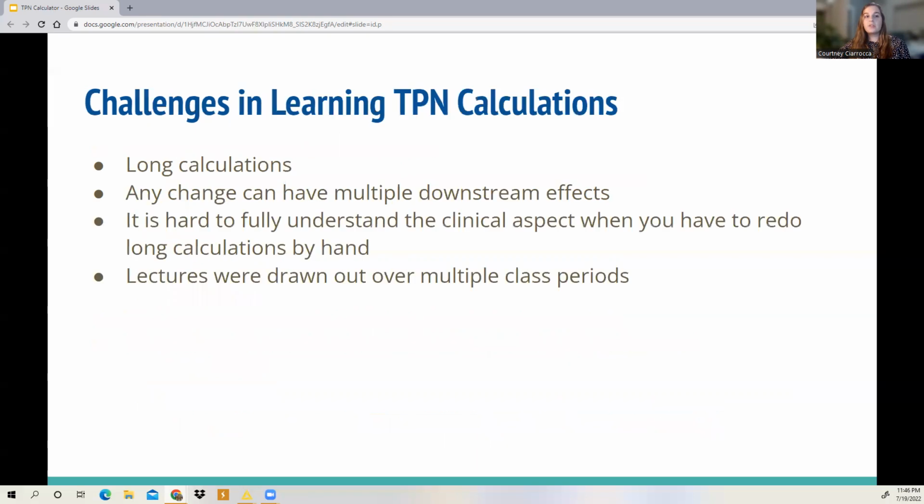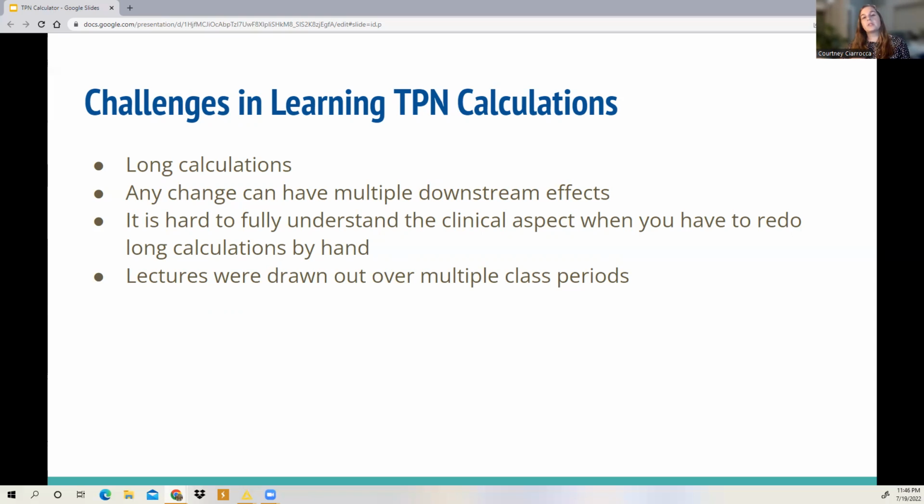As pharmacy students in our gastrointestinal clinical module, we had to learn how to do these calculations by hand. They are very long calculations, as you'll see in a little bit based on the calculator. There's a lot of different things to look at and calculate, and any change can cause a multitude of changes downstream. So it can be hard, especially as a new learner, to gauge the clinical aspect of things when you have to do everything by hand and redo everything just to see what one small change would do.